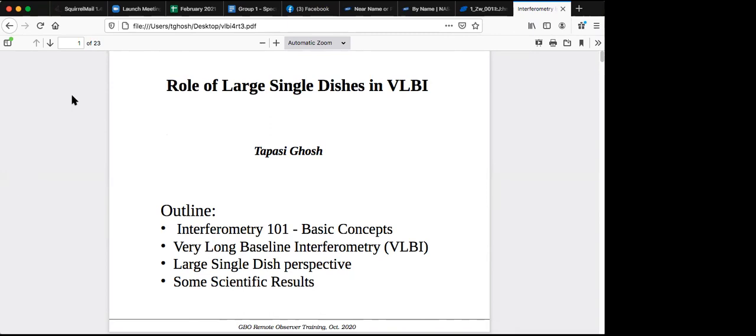Thank you, everybody. We so far haven't talked about VLBI, so I'll go over a little bit of basic concepts, and the basic concepts of VLBI obviously involve the basic concept of interferometry itself. So we start there very quickly, and then talk about VLBI, give you the large single dish perspective and a few scientific results. Feel free to stop me at any point.